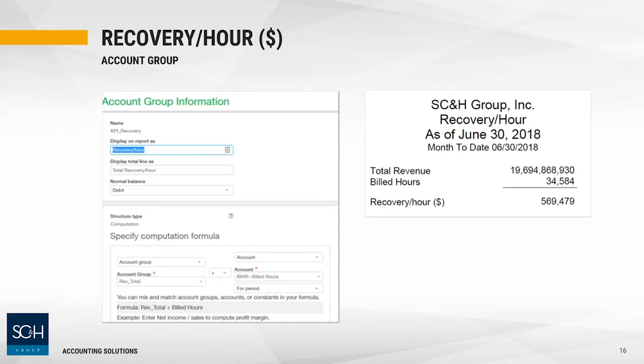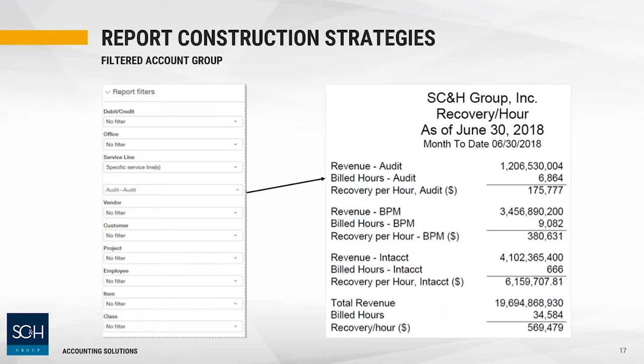So moving on to the next screenshot to show you what this would look like on a report. Again, we have that total revenue account group, which is being used in the screenshot to the left. We also have the billed hours account group, giving you those two statistics right up top, and then underneath you see this calculation that gives you that exact metric.